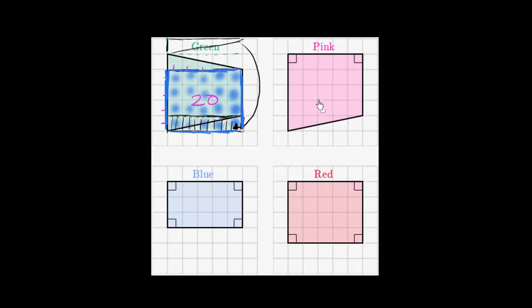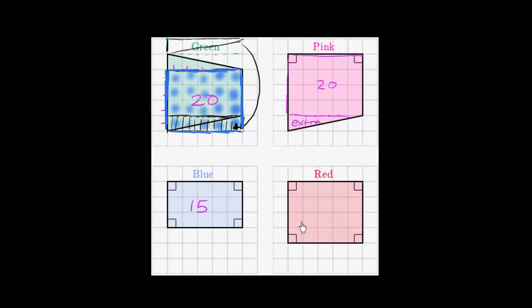Now let's see which one of these match that. So this pink one right over here, if you don't even count this bottom part, if you were to just separate this top part right over here, this top part is 4 high by 5 wide. So just this top part alone is 20, and then it has this extra right over here. So the pink has a larger area than our original green trapezoid. The blue rectangle is 3 by 5. So it has an area of 15 square units.